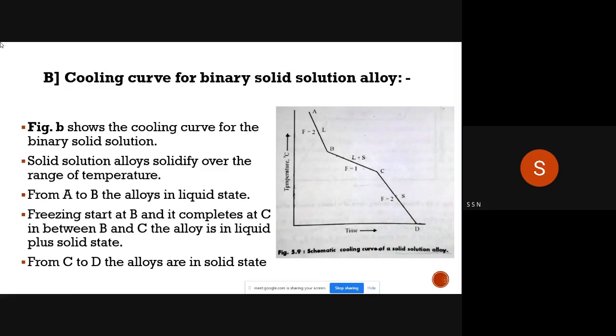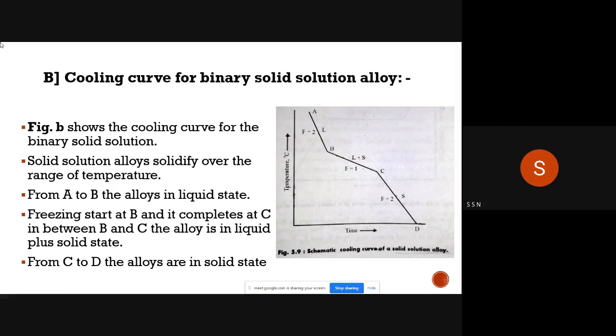Similar to metals, this curve is there, but from B to C point, there is a liquid plus solid phase, but temperature is not constant here. And why? That we will see after applying the Gibbs phase rule. You can get why that B to C curve is not exactly horizontal.